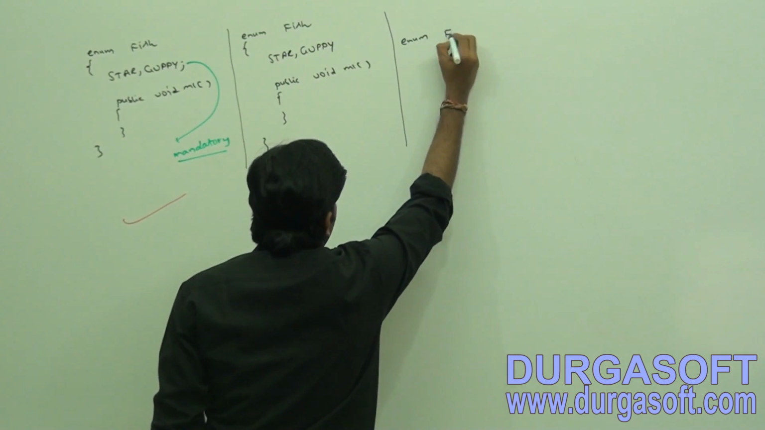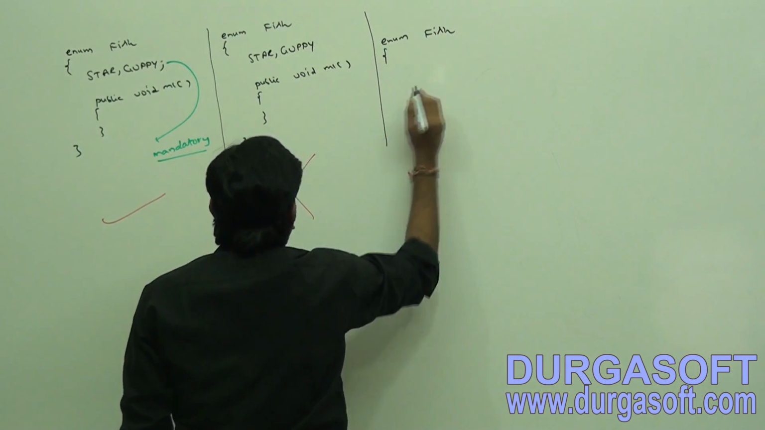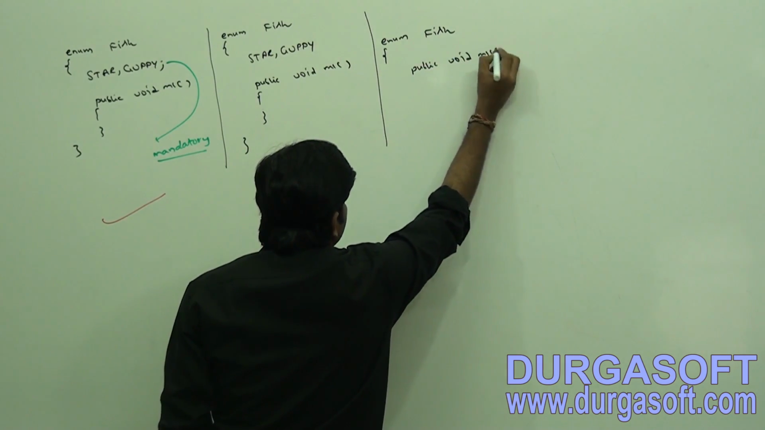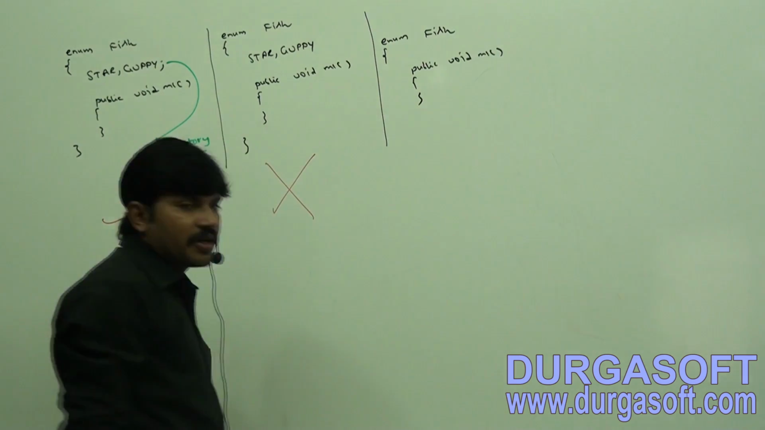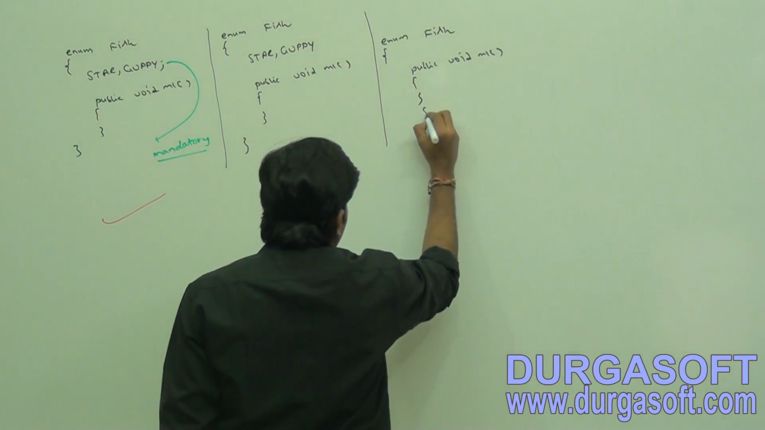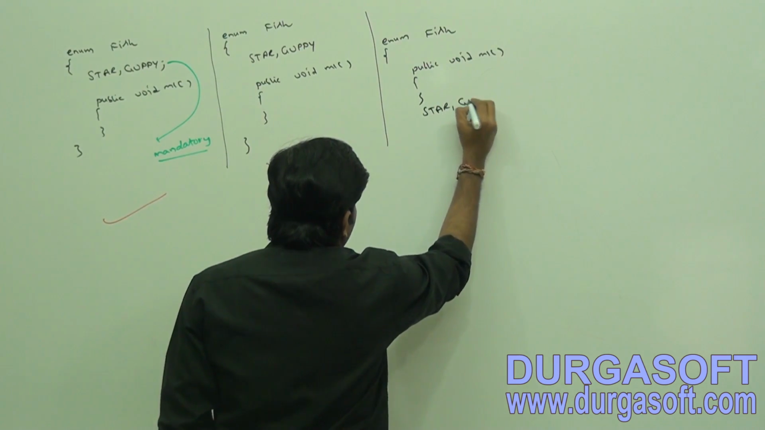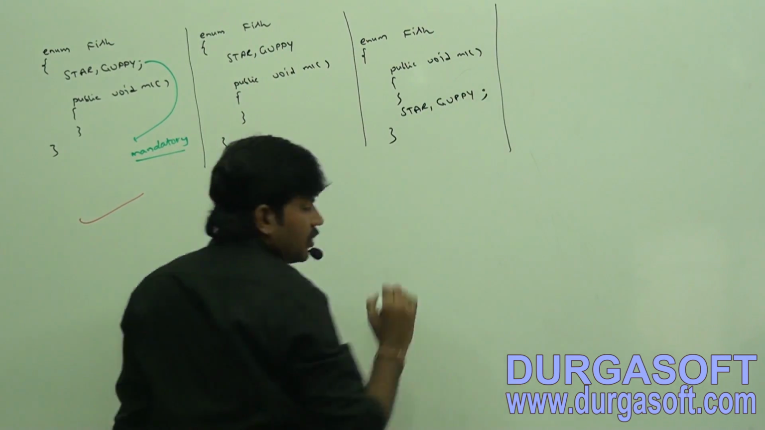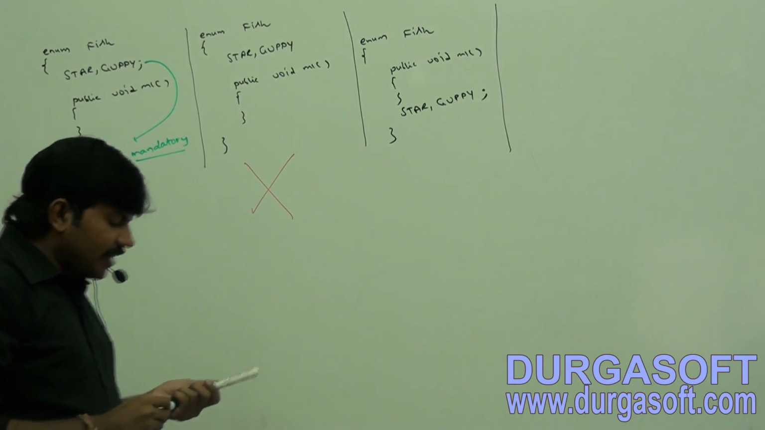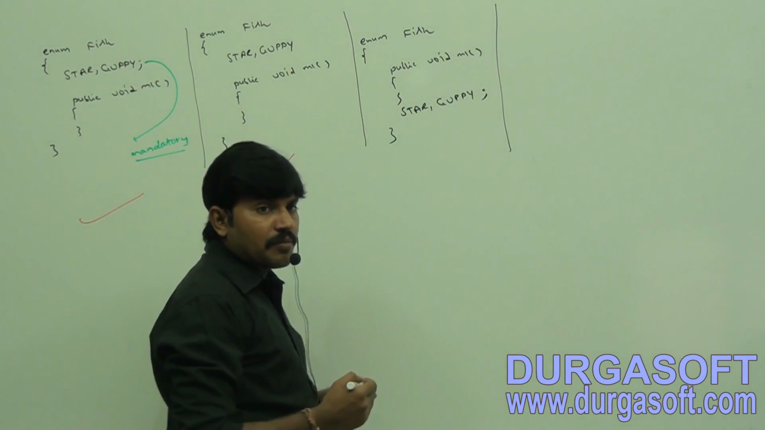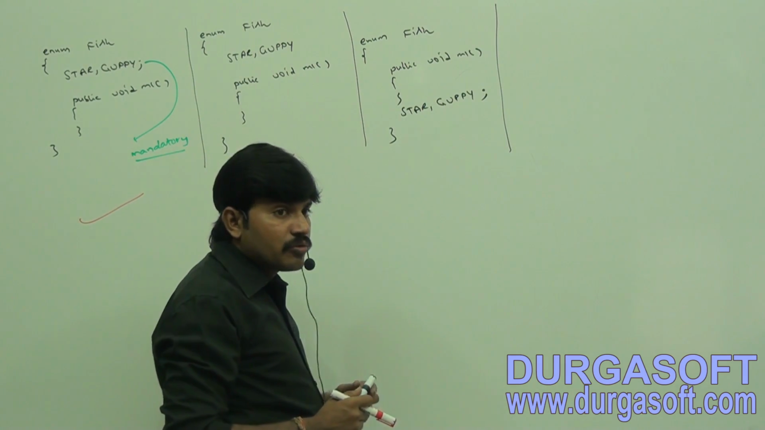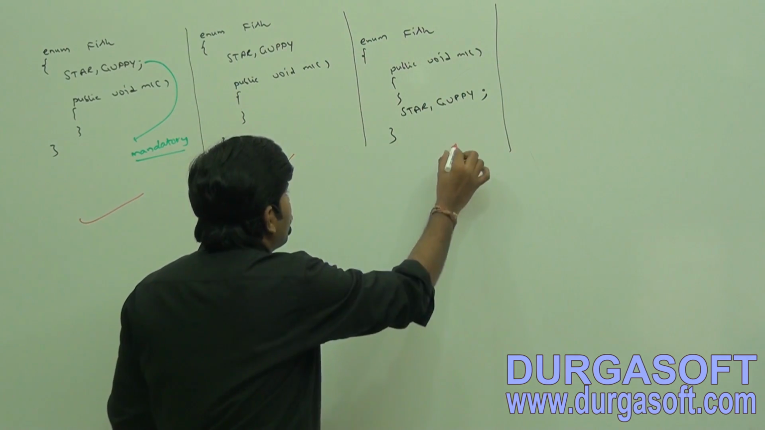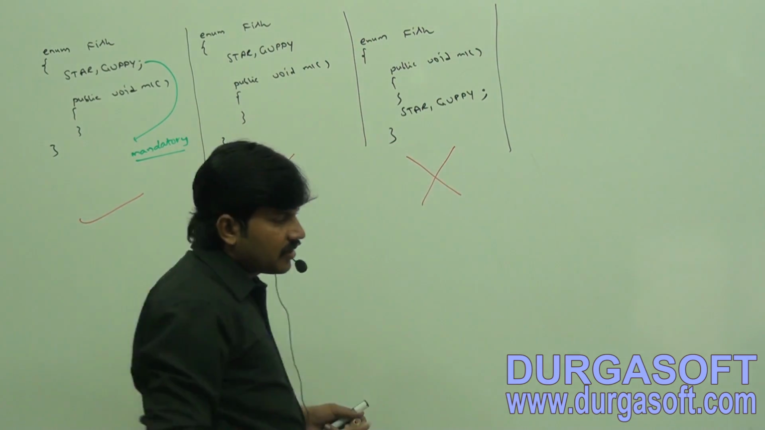Enum fish I am taking. Sir, public void m1. Now I am taking star guppy, like this I am taking star guppy. Sir, is it valid or invalid? Invalid, because the list of constants should be in the first line. That's why this one is nothing but what? Invalid, right? Okay, take these examples.